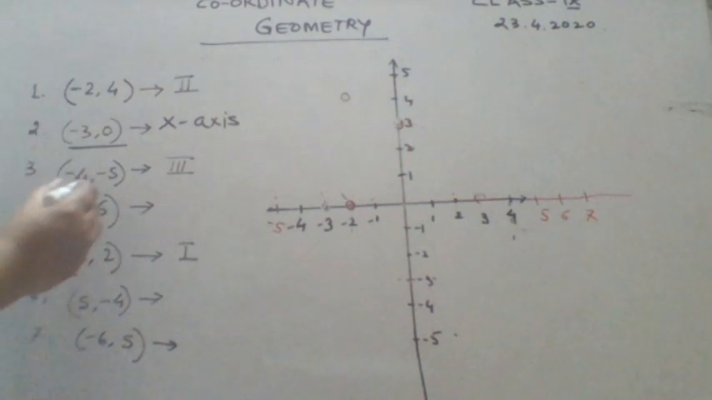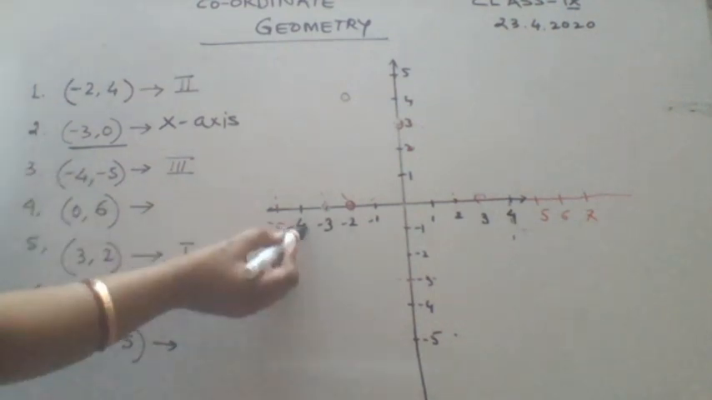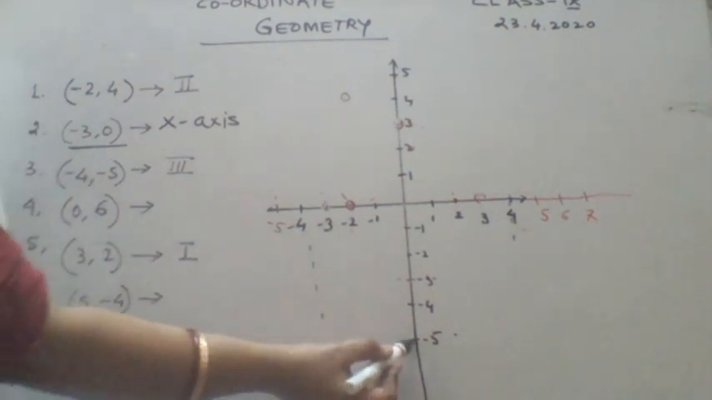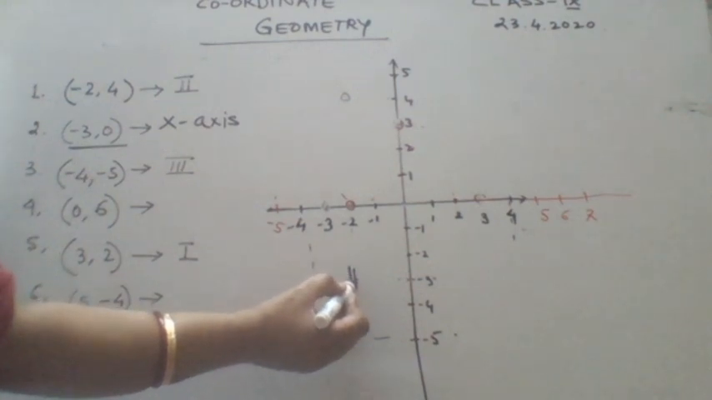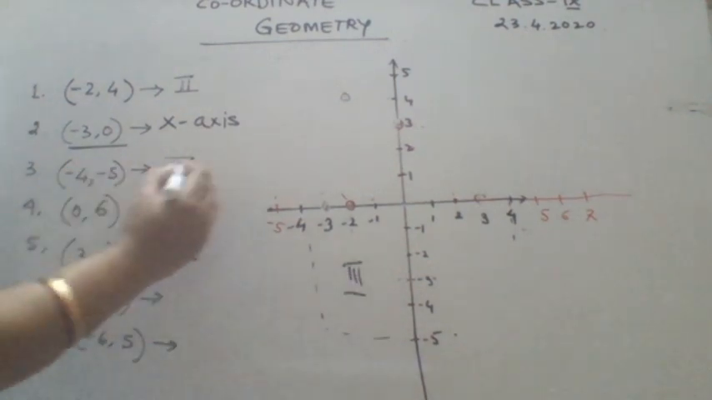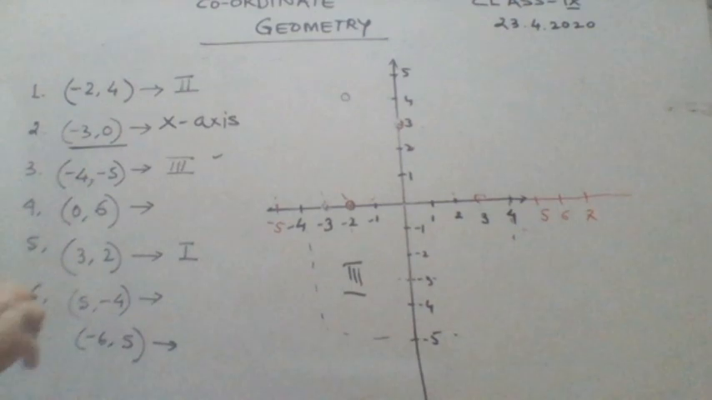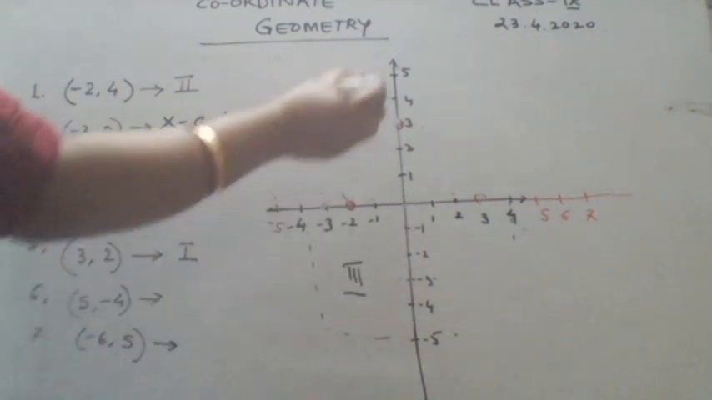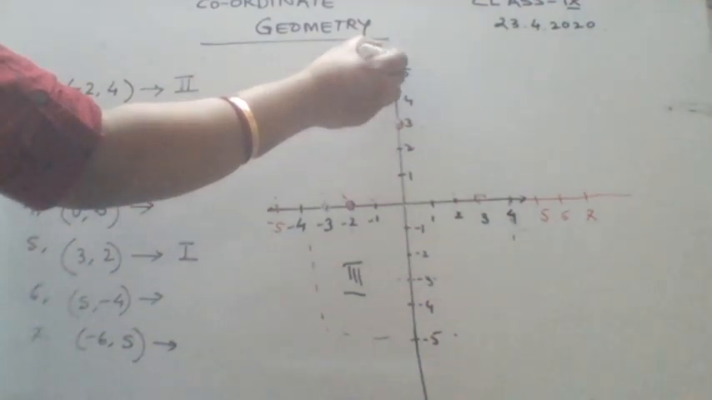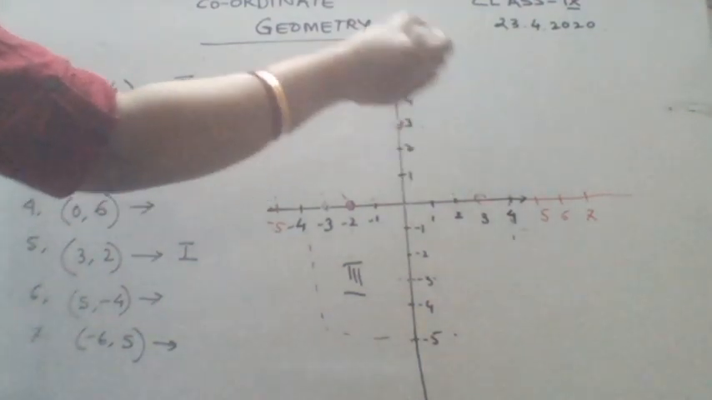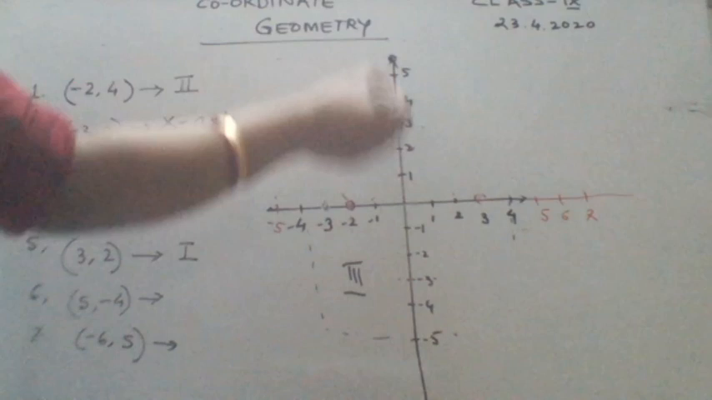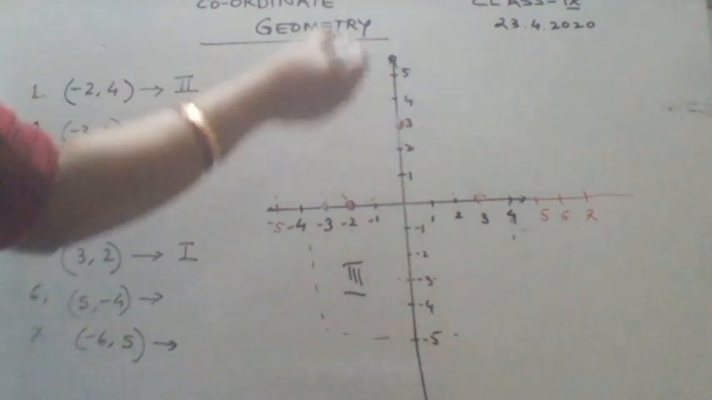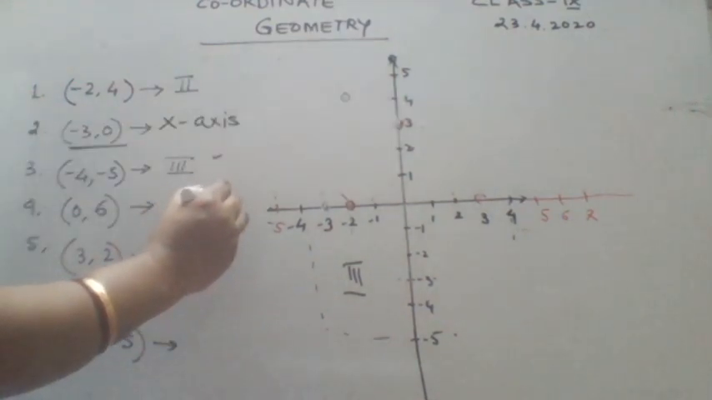Fine. Then minus 4, minus 5. Yes, minus 4 and this one is minus 5. This is your third quadrant. Right answer. Then 0 comma 6. X is 0 and y is 6. That is, this is the point somewhere around here. This is neither in first quadrant nor in second. This is lying on the y-axis. So the answer is y-axis.